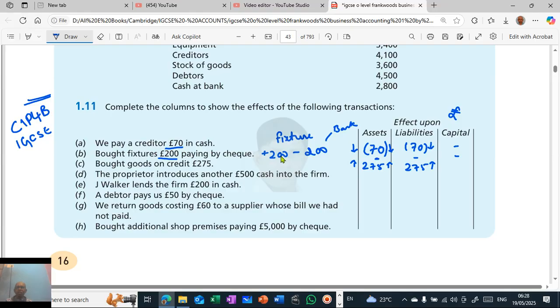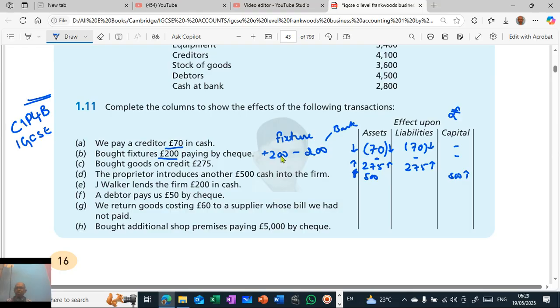Then the proprietor introduces another 500 cash into the firm. So what is happening here? Cash is increasing. 500 pounds are increasing because the cash is coming into the business, right? Similarly, capital is also increasing by 500.